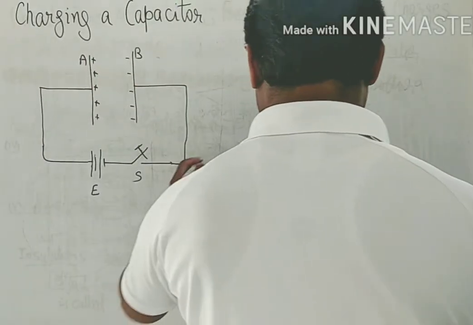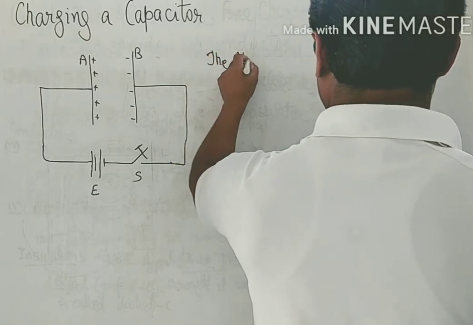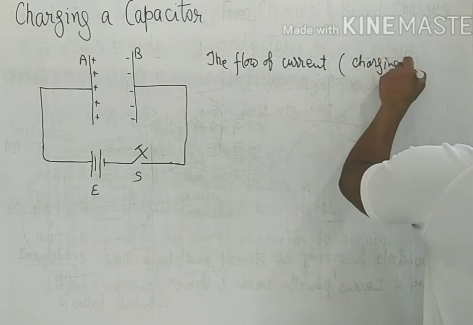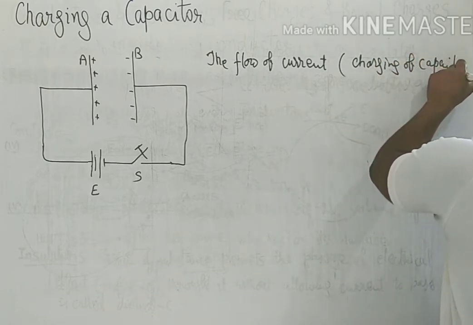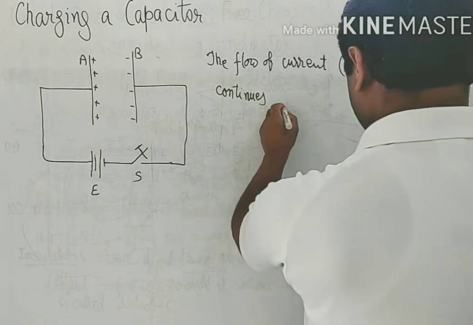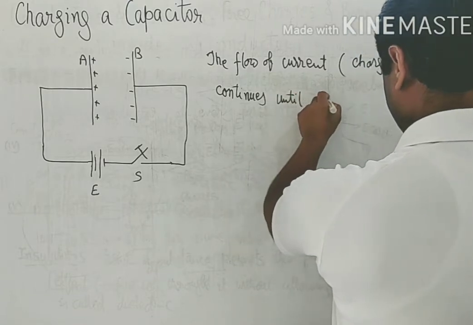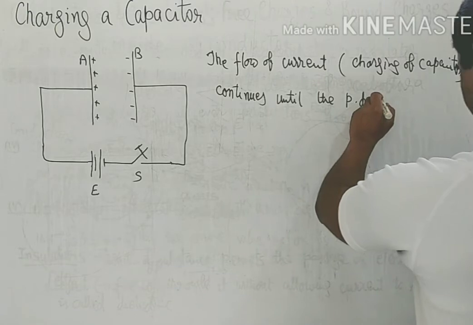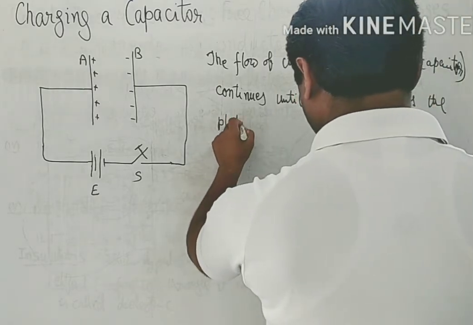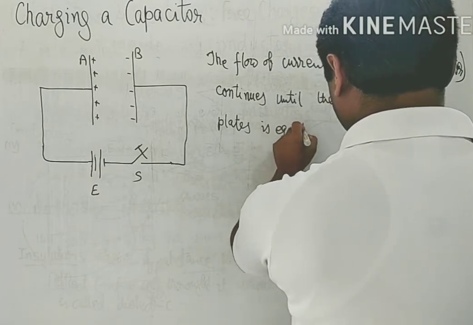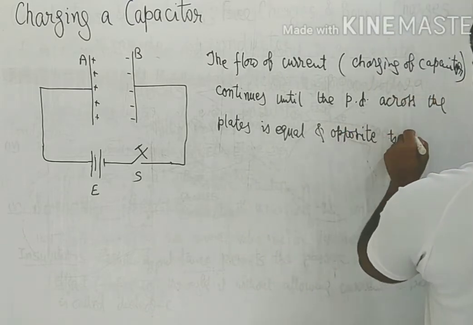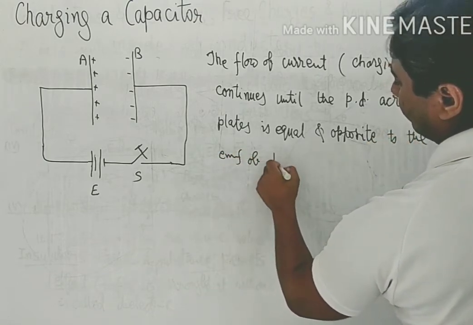So I must write here the flow of current, or you can say charging of capacitor. Charging of capacitor continues until the potential difference across the plates is equal and opposite to the EMF of the battery.